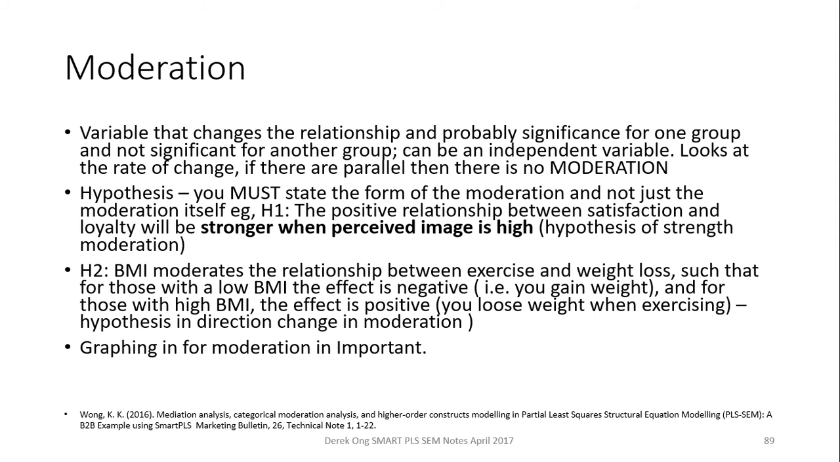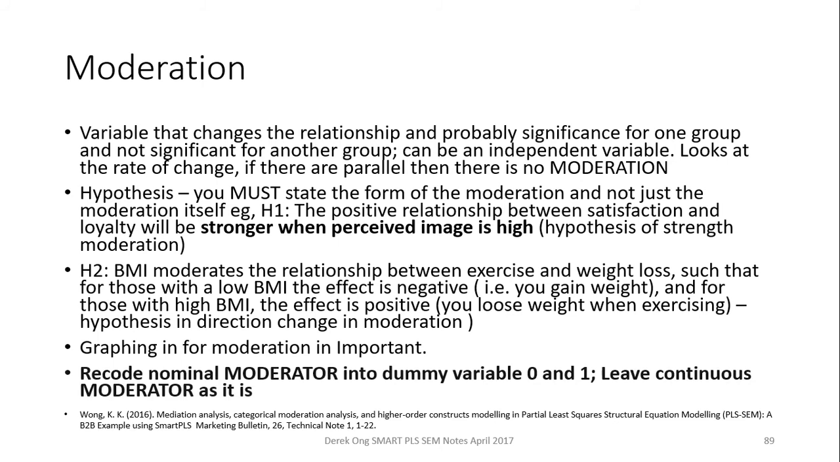I'm going to show you how graphing in moderation is important, and I'm going to show you how to do it. If you find any moderation, then you graph, but if you don't find any moderation, there is no need for you to graph. Okay, now if you're using a nominal moderator, for example, male or female, with just two categories, make sure you always recode them as 0 and 1 and leave the continuous moderators as they are, because there is a certain way that you're going to deal with the moderator.